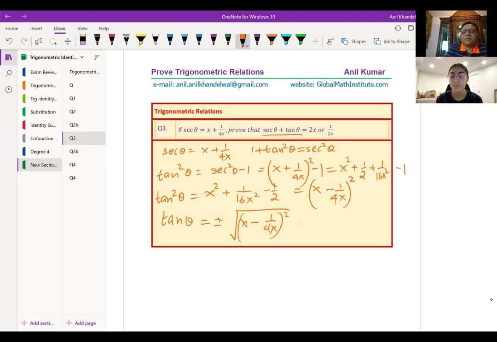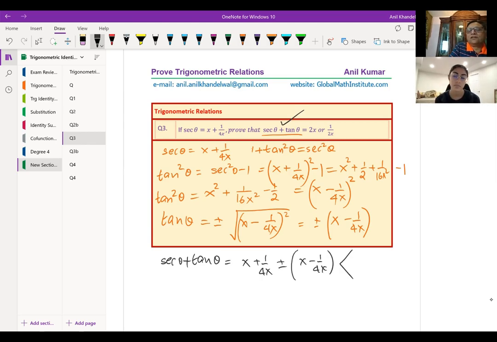Which is basically plus or minus x minus 1 over 4x. Is it okay? Right. Now you can find what is secant x plus tan x. This is what we want to figure out. Right, because you just add the x minus 1 over 4x plus or minus plus secant value, which is x plus 1 over 4x, and then you solve from there.